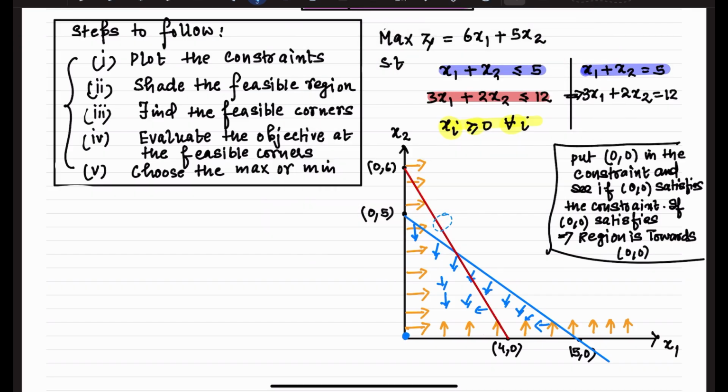So this is the red constraint. Now how do we decide this? If you should be towards the origin or away from the origin, put 0, 0 in place of x1 and x2. So overall this side is again 0. So 0 is less than 12. It is true. That means you are towards the origin. So towards is this side.